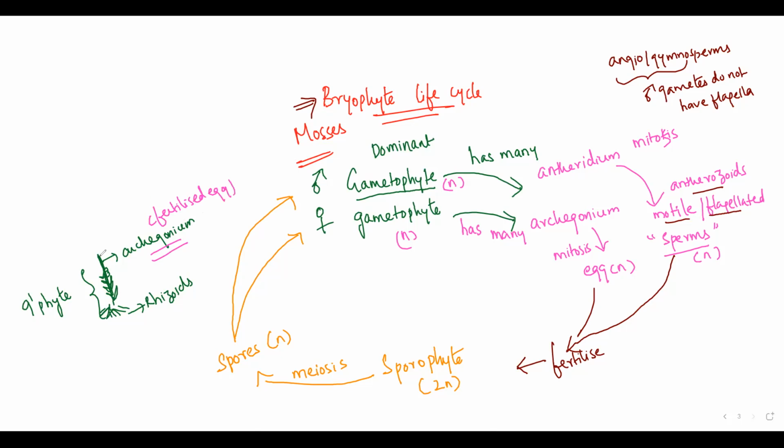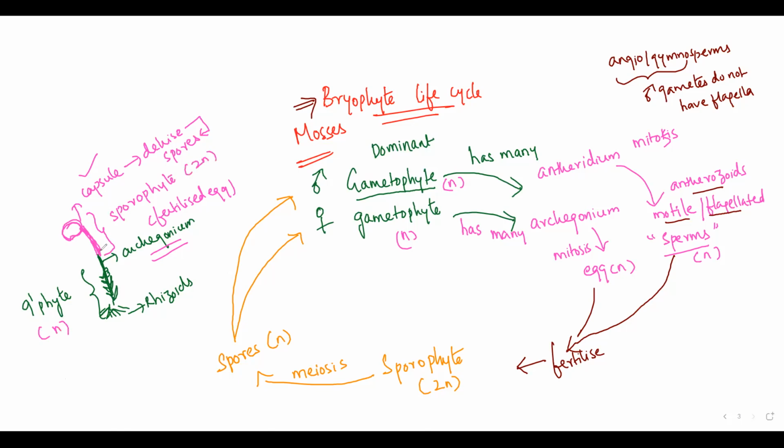And this fertilized egg is going to develop into a long structure which is called the sporophyte with a capsule. This capsule is going to dehisce to release the spores, so the capsule is very important in this. This whole structure growing on a gametophyte is going to be the sporophyte. So gametophyte is haploid, sporophyte is diploid.